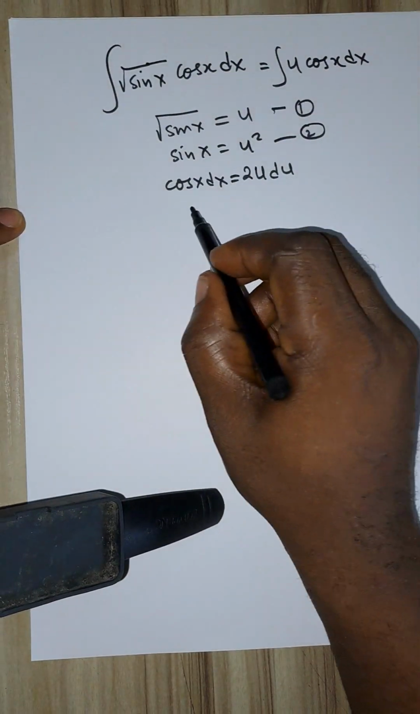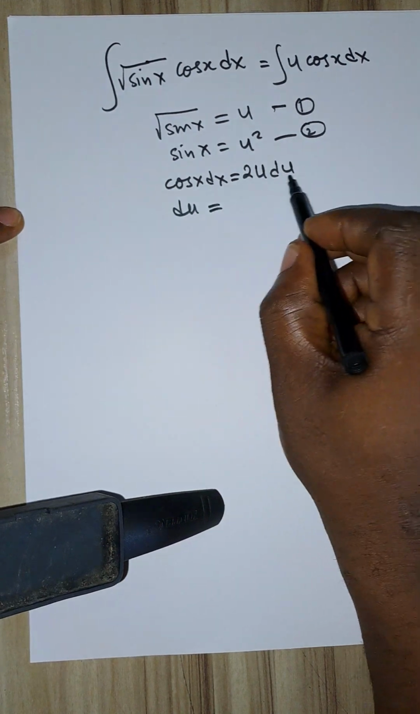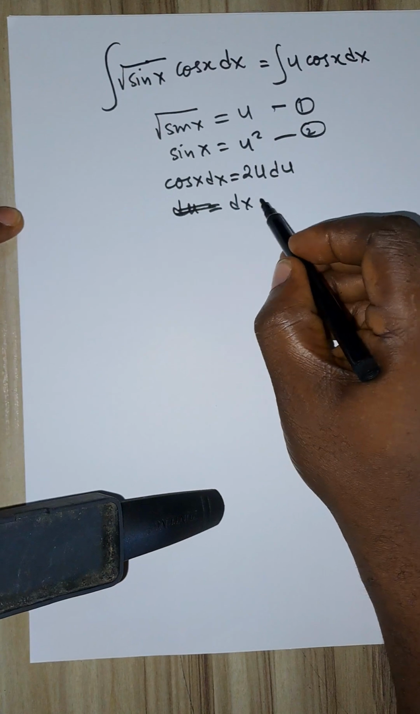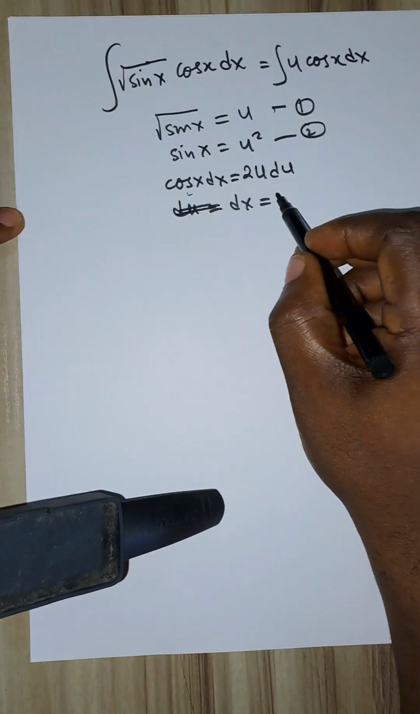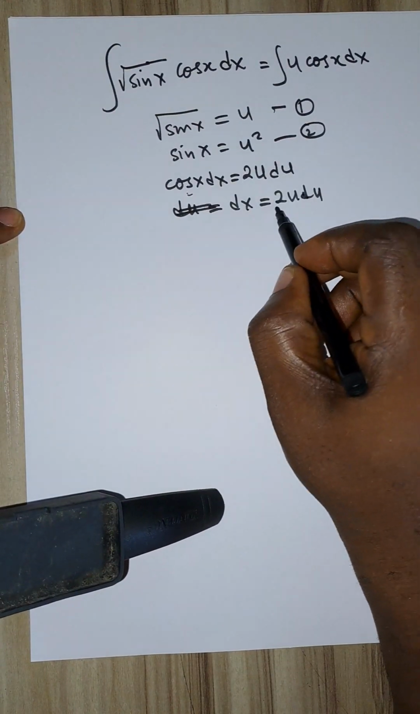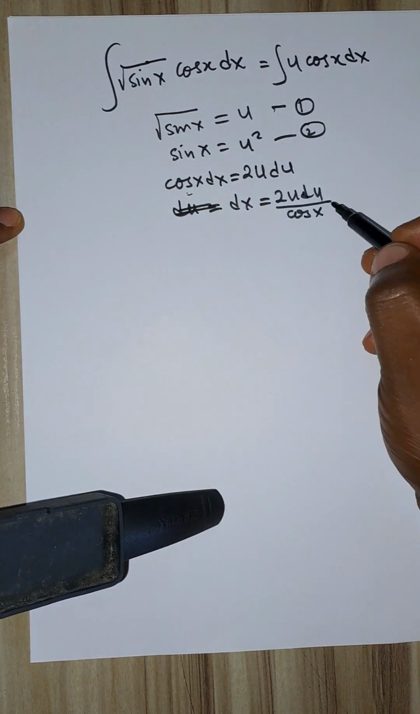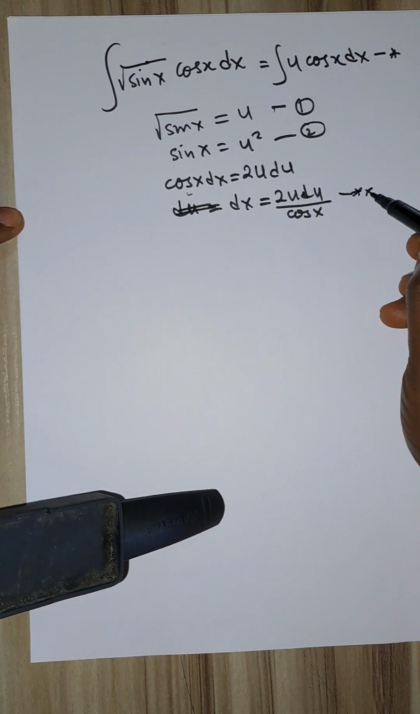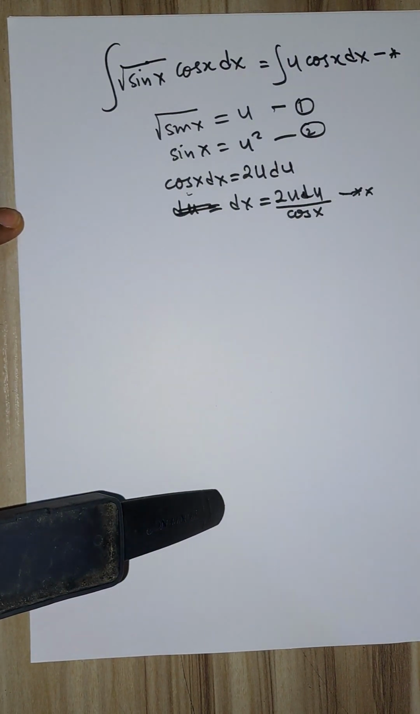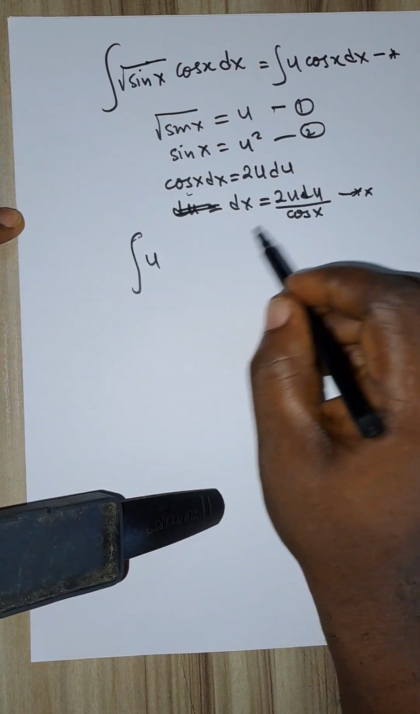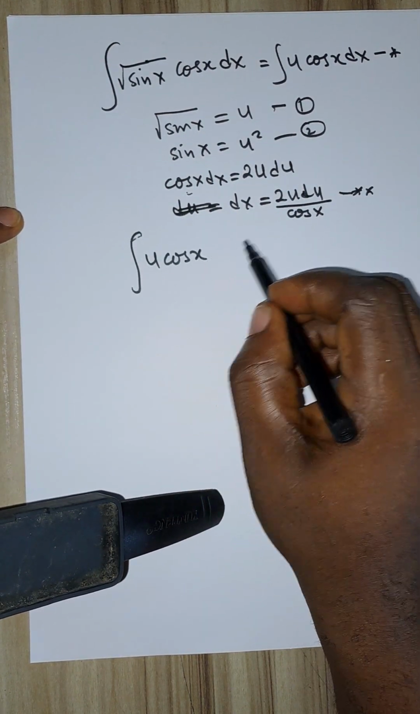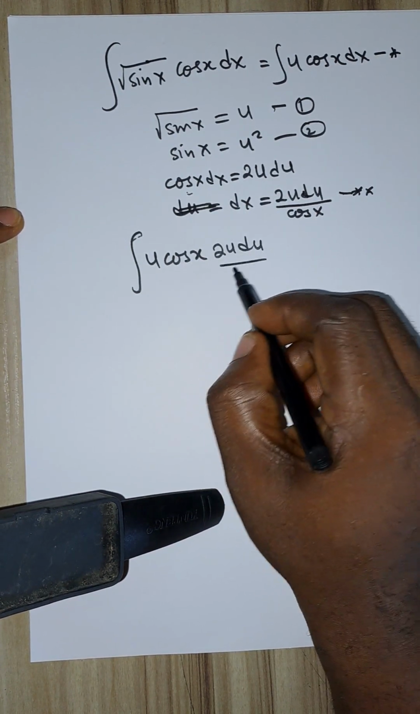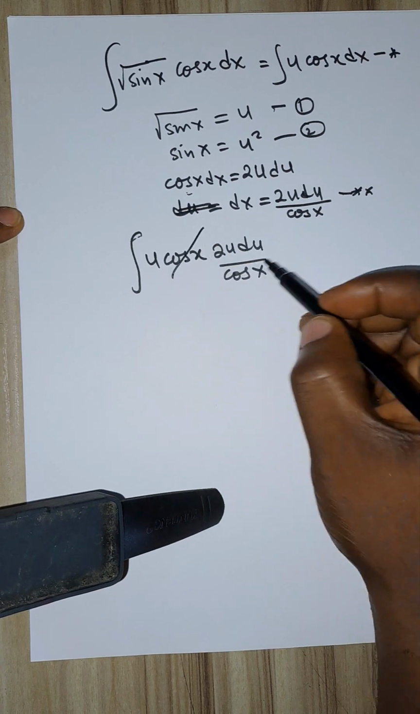So du now, dividing through, we'll have to remove the x. The dx is obtained by dividing through by cosine x. We'll have 2u du all over cosine x. Now let's call this equation star and call this equation star star. If we use equation star star in star, it will give us integral u cosine x, the dx is now 2u du all over cosine x. See that? Cosine x cancels cosine x.